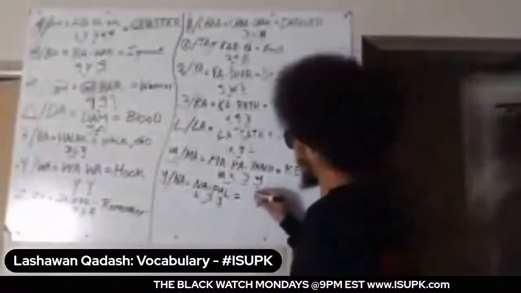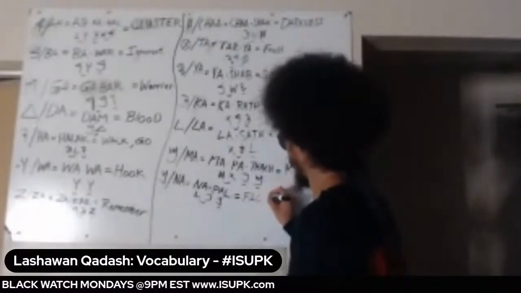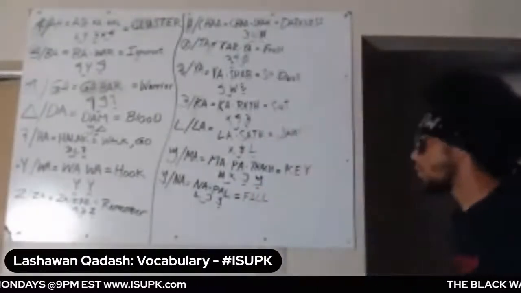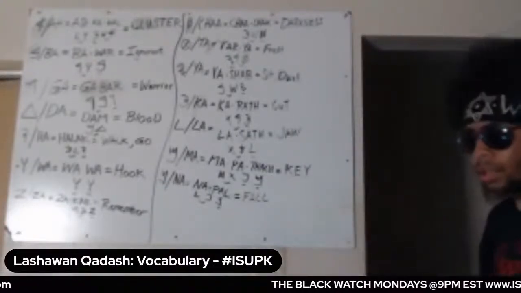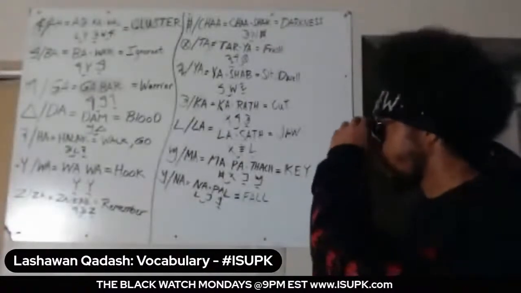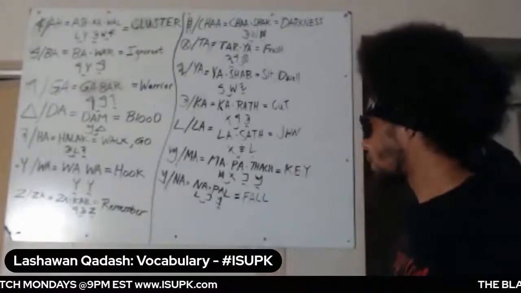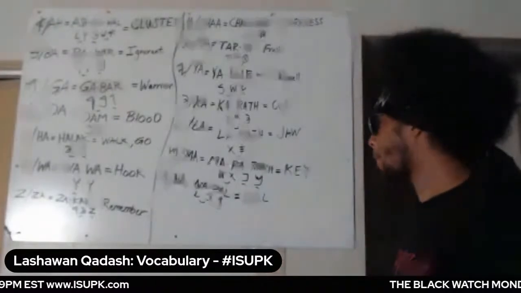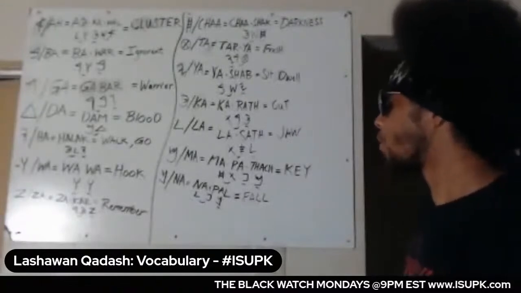And the word Nepal means fall. It kind of rhymes the way. Fall. Now when it says fall, it's actually talking about fall, as in falling. All right. And this can be used in many contexts. So Nepal is actually fall in Hebrew.